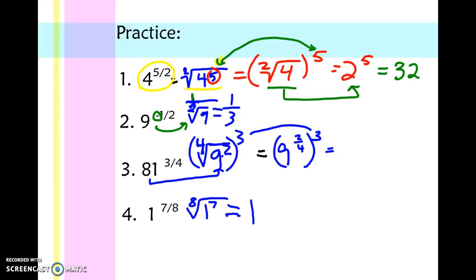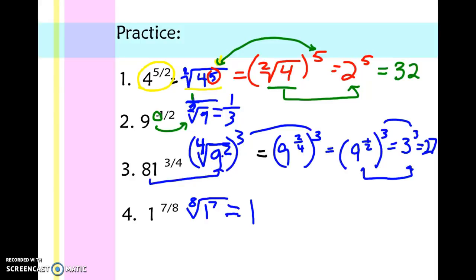Okay, now 2/4 is 1/2, right? So that means in the parentheses we have 9 to the 1/2 power cubed. Well, 9 to the 1/2 power is the same thing as the square root of 9. So stop and think about that. The square root of 9 is 3, and then cubed. And 3 cubed, again, if you look on your power sheet, is 27. I'm kind of squeezing that in there. So our answer is 27.